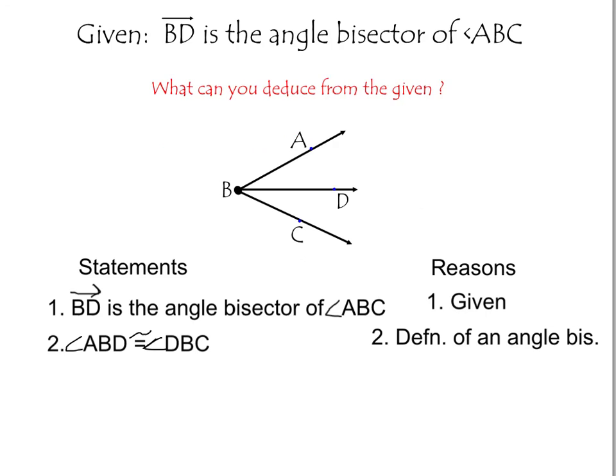So hopefully what you wrote looks something like this. We stated the given and then deduced that angle ABD must be congruent to angle DBC because that is the definition of an angle bisector. If you wrote that the measure of angle ABD is equal to the measure of angle DBC, that's also true and perfectly okay to deduce from the fact that it's an angle bisector. They both mean the same thing, so either would be fine.